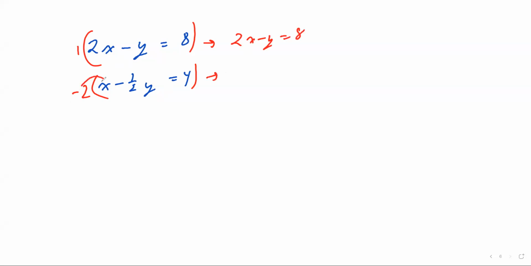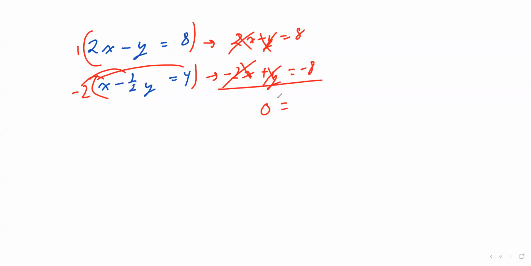This will become -2x. A -2 times a -1/2 is actually a +1. This is going to be positive y equals -8. I see that the 2x and the -2x cancel. I also see that -y and y cancel. So I get 0 here. And I see that 8 plus -8 is also going to cancel. And I get 0 equals 0. Now, this is a true statement. 0 does equal 0. So if you get something like this, it would be infinitely many solutions.